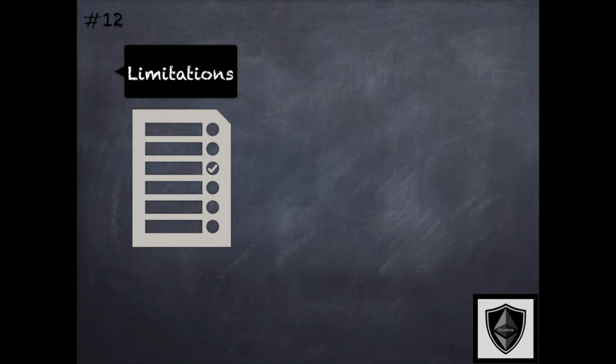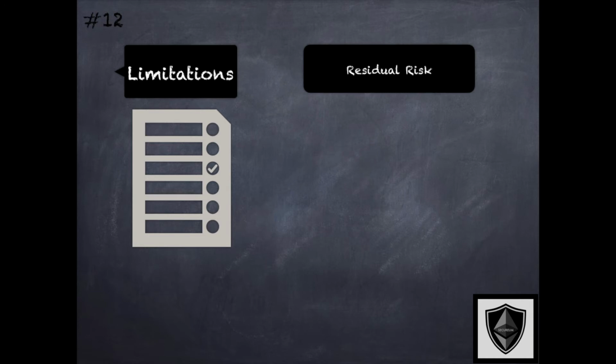Audits are generally considered as necessary, for now at least, for the reasons we have touched upon earlier. But audits are certainly not sufficient. They cannot guarantee zero vulnerabilities or exploits after the audit. They have limitations. This is because of three main reasons. The first one is residual risk.